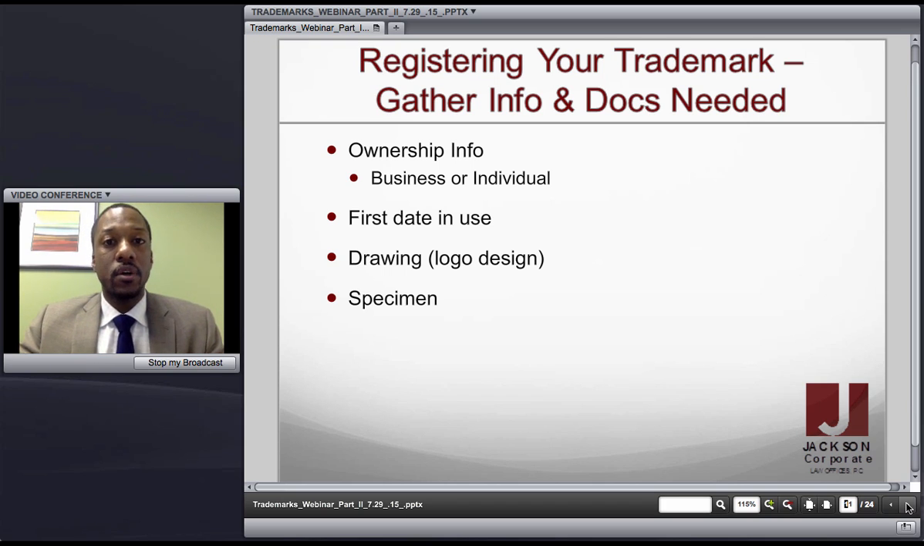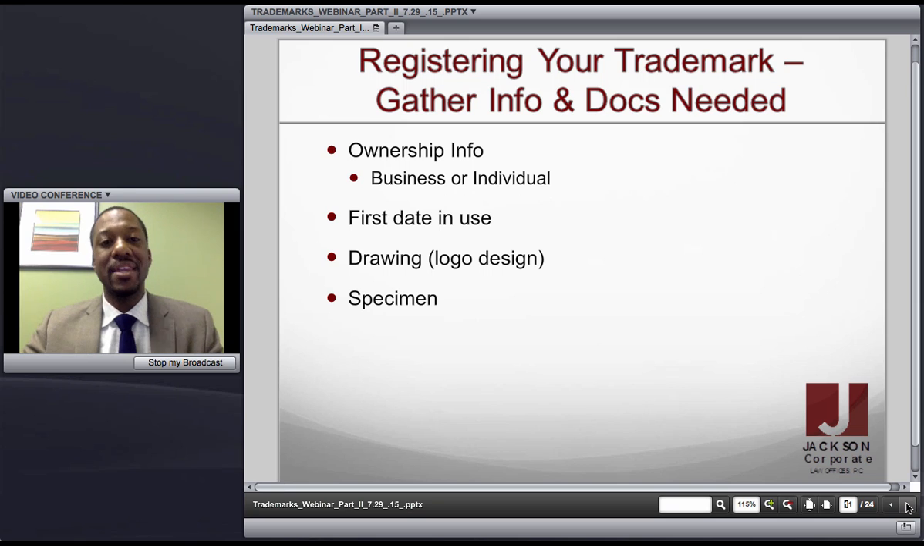You have to go back and think about your first date in use, and that's the first date in use in commerce. So when was the first time you sold the product, you started marketing the product, you actually put it out for consumers to be able to purchase or utilize that good or service. The next thing you have to do is gather the drawing, and the drawing is just the logo design. You can get a computer PDF rendering of the design in order to submit with the trademark. That's if it is a logo. If you're just trademarking a name and it's just a basic word mark, you don't have to worry about getting a drawing.